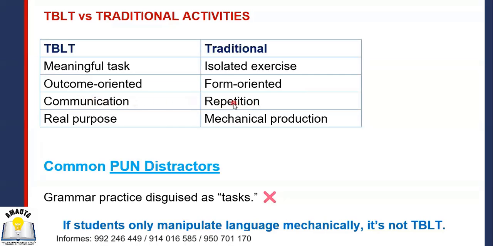And here, for example, the repetition, the memorizing process. There's a real purpose here, and there a mechanical production. All right, what are the common pitfalls regarding this approach? For example, when you have activities, grammar practice, this is seen as a task. But these tasks don't have a real communicative outcome. There's no communicative purpose. They're not meaningful.